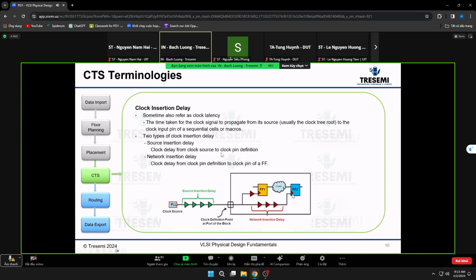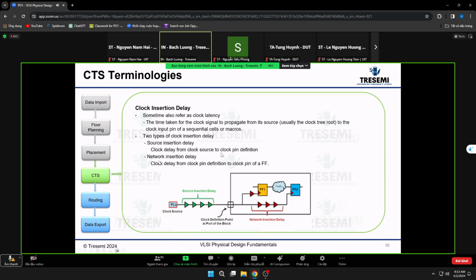That's insertion delay. There are two types of insertion delay. One is the source insertion delay, which is the clock delay from your clock source definition to the clock pin. So this would be the network insertion delay, right? If you do a block level design, you will have the network insertion delay. In a lab, we will have this. We will not have what's called the source insertion delay.